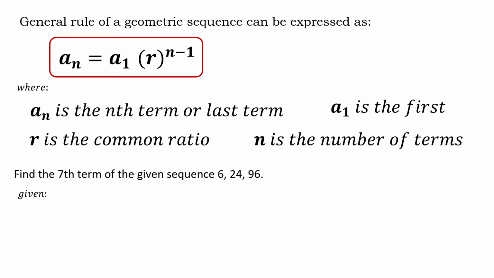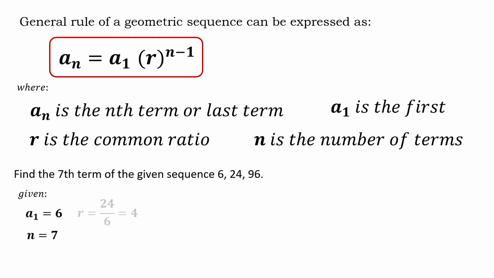Then, since we need the first term, kunin natin yung first term, which is 6. We need R, and we need N. So, N is 7 because meron tayong 7 term na hinahanap. Meaning, we have 7 terms. So, 7 terms meron tayo. Hinahanap natin yung pang-7.